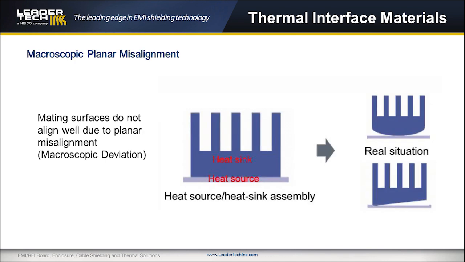Macroscopic planar misalignment. Mating surfaces do not align well due to planar misalignment, but with the power of magnification, we can see that in reality these surfaces have a roughness not visible to the naked eye. The contact will occur at the high points of each. The low points are just pockets of void filled with air.